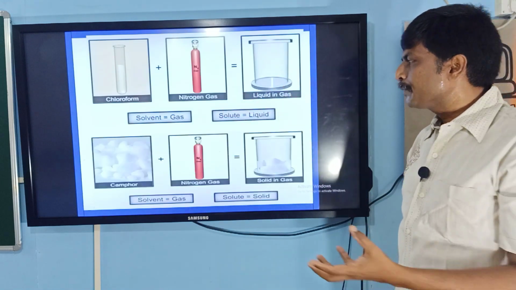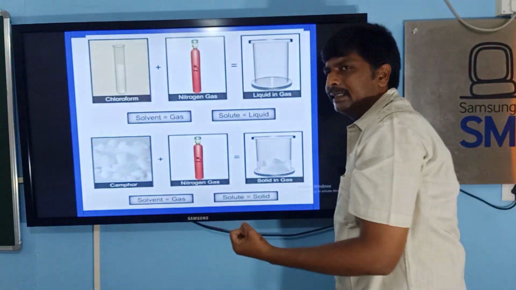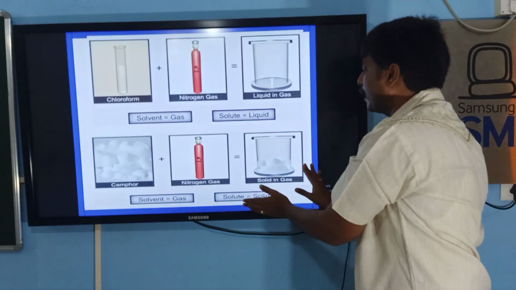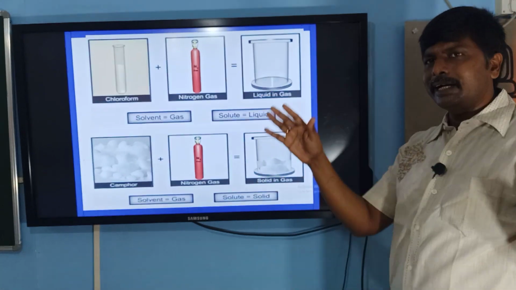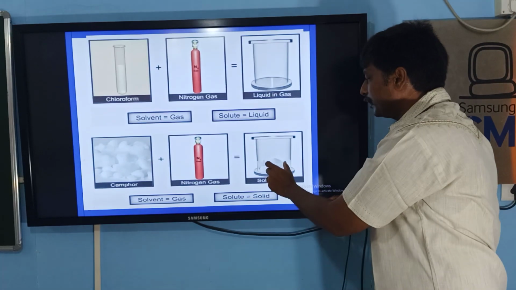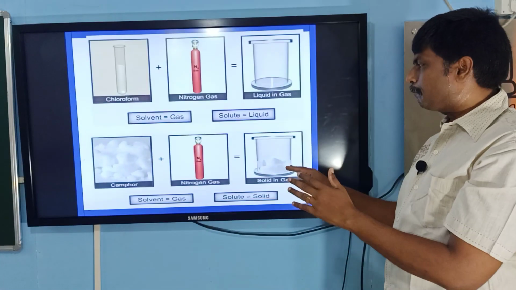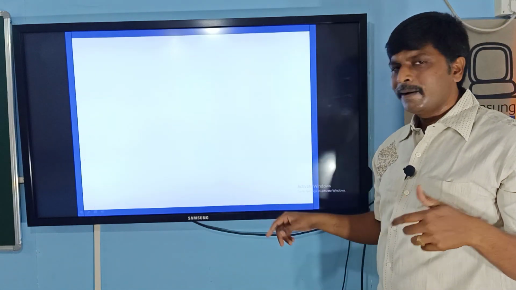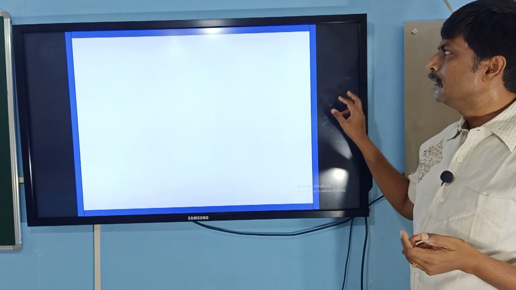Third variety, camphor. Camphor is a solid. You can keep that camphor in the atmosphere of nitrogen. You take one container of nitrogen, in that you keep camphor. After some time it forms a homogeneous mixture. It contains solid camphor and the gas is nitrogen.